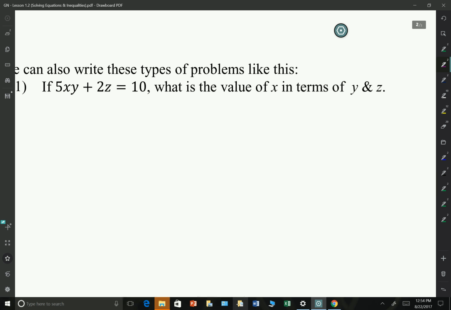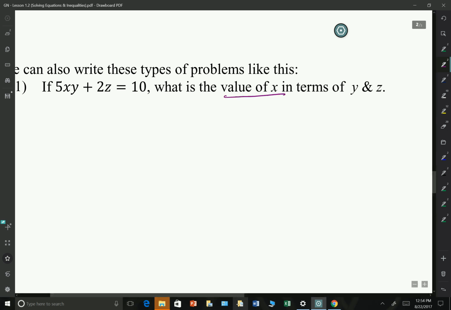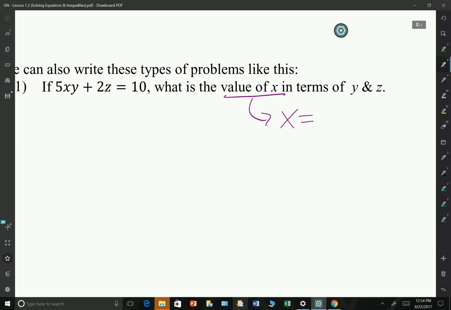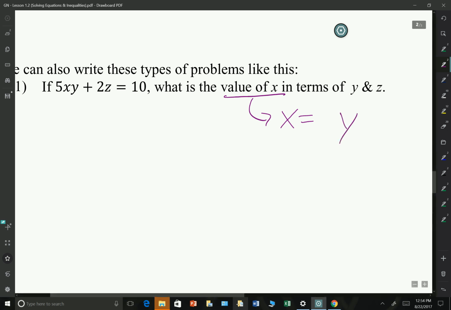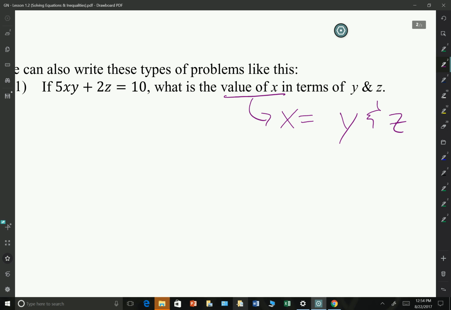Then the wording gets complicated. What is the value of x in terms of y and z? So in this case, what is the value of x tells you your last line has to be x equals. That's it. When it says what is the value of x, x equals. In terms of y and z means you need a y and z on the other side. So I'm solving for which variable? X.